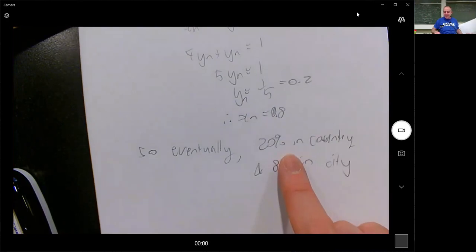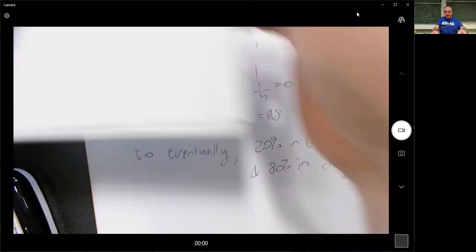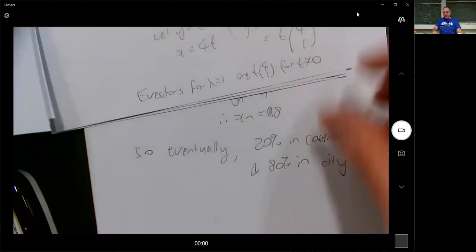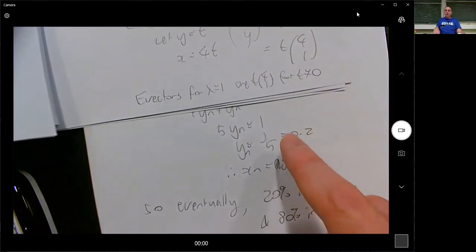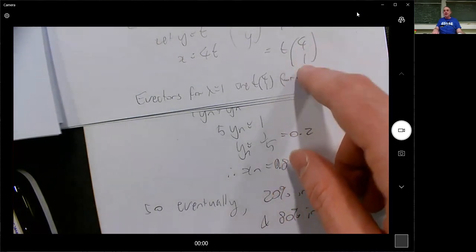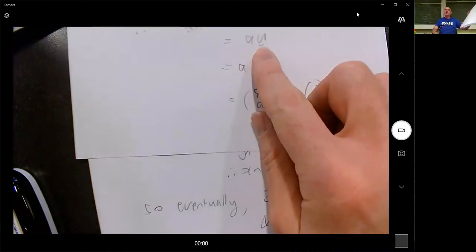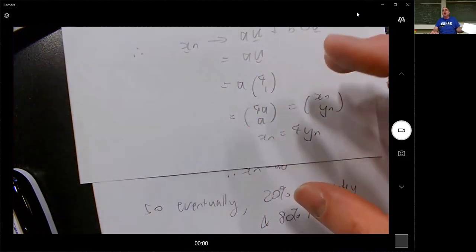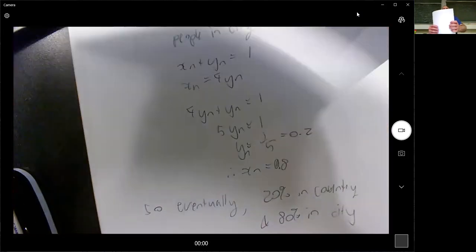We can have 20% in the country and 80% in the city in this pretend story. And I just want to point one last thing out. This 4, 1, if I'd added them up and gotten 5 and divided by 5, that would have given me this 0.8 and 0.2. Because we're going to drift towards the eigenvector in this eigenspace, because that's what we get. We end up with A times U. And since it has to be a vector that adds up to where the numbers represent percentages, I can just divide them by the total and that will give me the percentages. But it doesn't always work out that way.